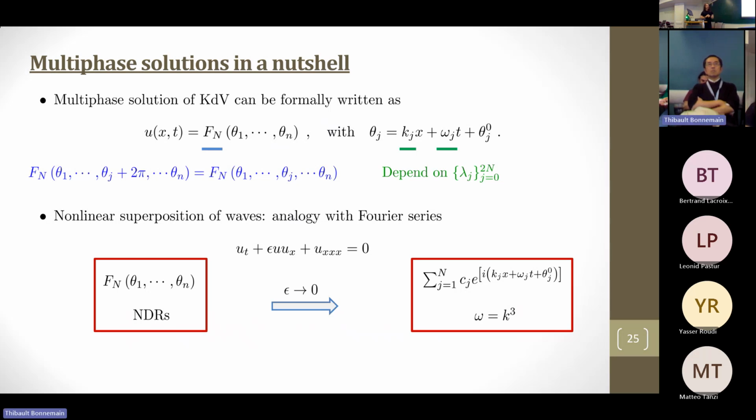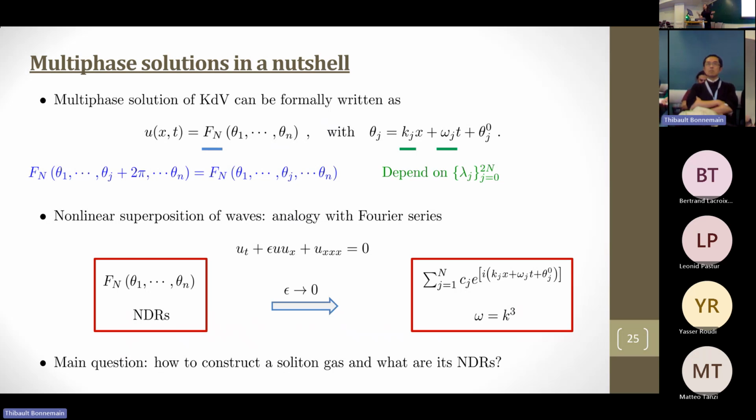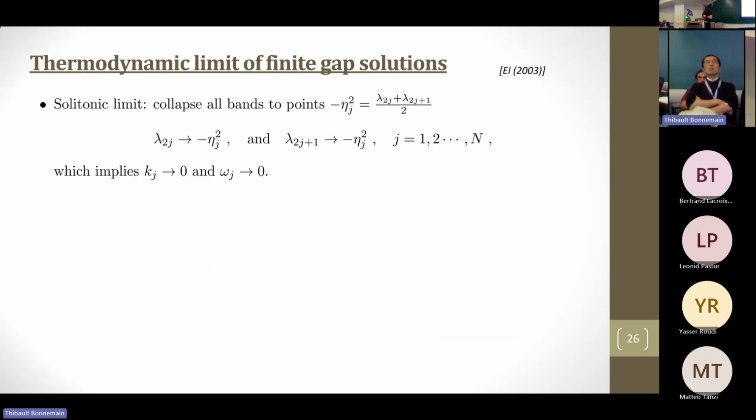Okay, so yeah, now the main question is, given all that, how to construct a gas and what should be its nonlinear dispersion relations. Okay. So to do so, the first thing it's natural to look at is solitonic limits. You take all your bands and you collapse them all to points. So you can introduce the spectral parameter eta like that, and then take this limit for all the endpoints of the bands.